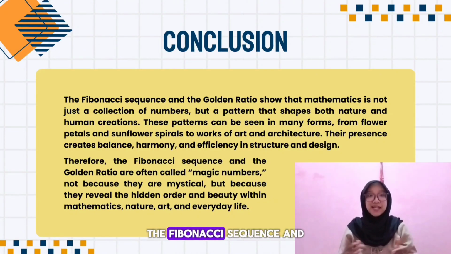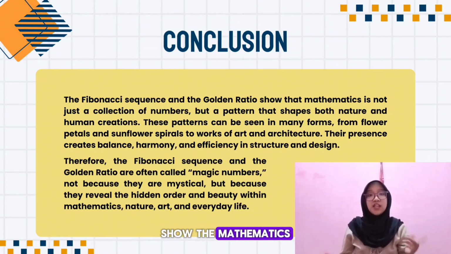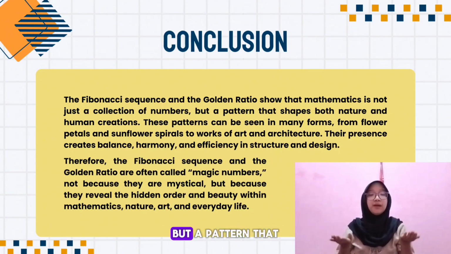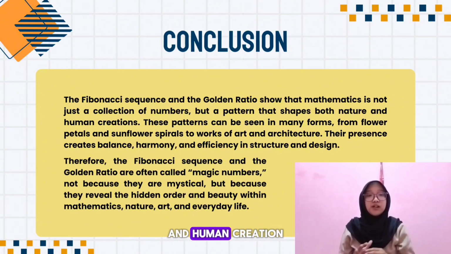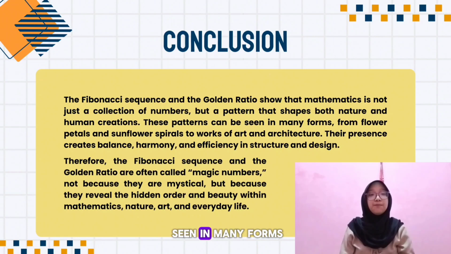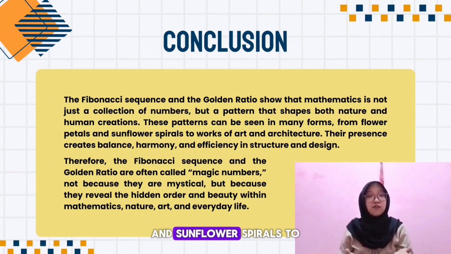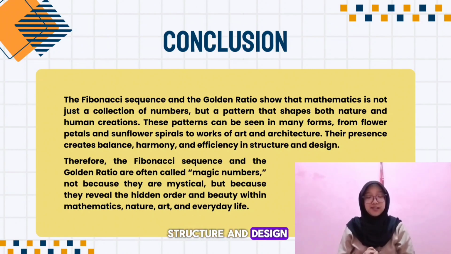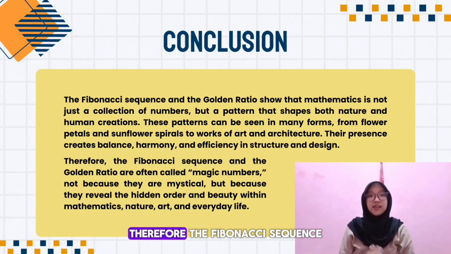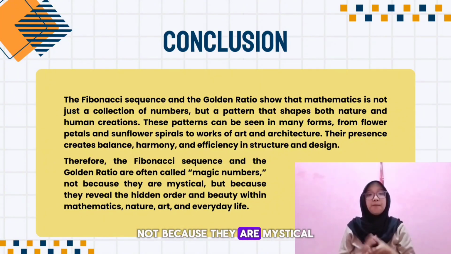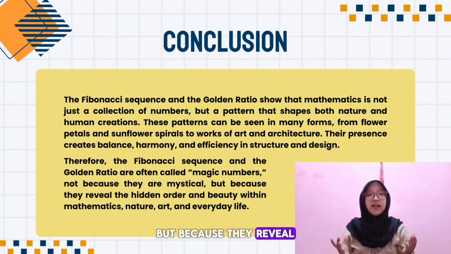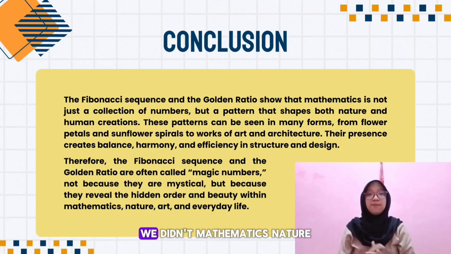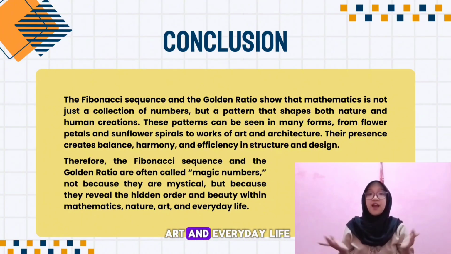Conclusion. The Fibonacci sequence and the golden ratio show that mathematics is not just a collection of numbers, but a pattern that shapes both nature and human creation. These patterns can be seen in many forms, from flower petals and sunflower spirals to works of art and architecture. Their presence creates balance, harmony, and efficiency in structure and design. Therefore, the Fibonacci sequence and the golden ratio are often called magic numbers, not because they are mystical, but because they reveal the hidden order and beauty within mathematics, nature, art, and everyday life.